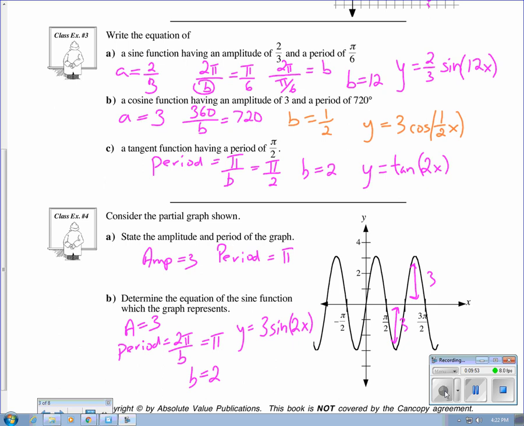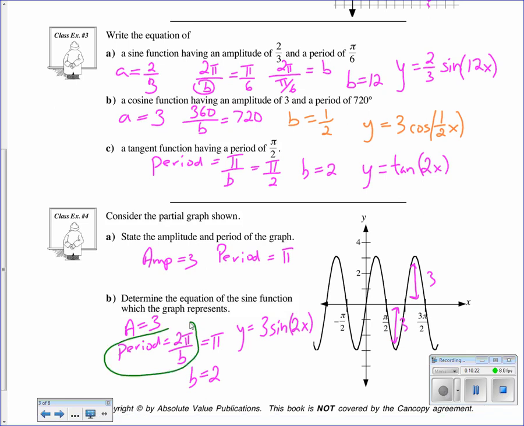So I did a little bit of studying of these graphs. The amplitude of class example 4 is 3. The period is pi. I have a crest and a trough that takes place in a horizontal length of pi. Amplitude is my A value. Period contributes to my B value through the formula we've been talking about. Period equals 2 pi over B. And that period is a known value. So I get B equals 2. So that final statement ends up being 3 sine 2x.